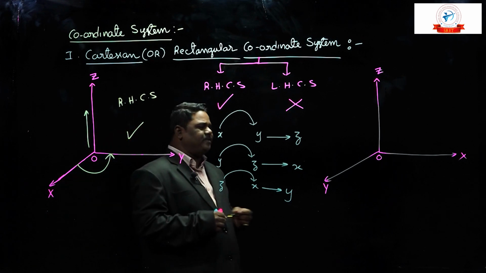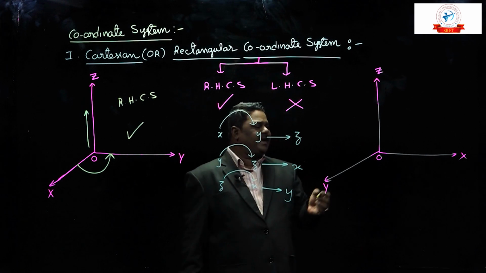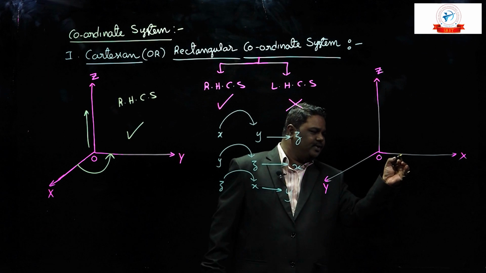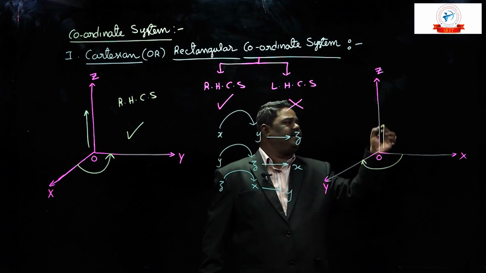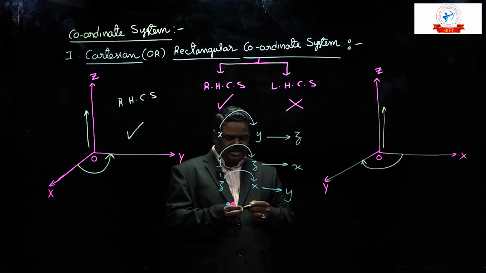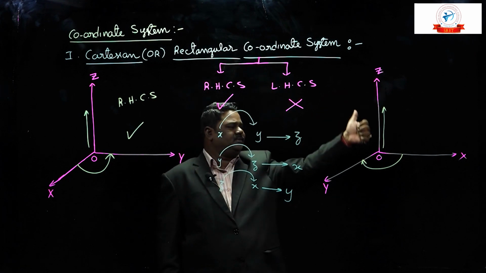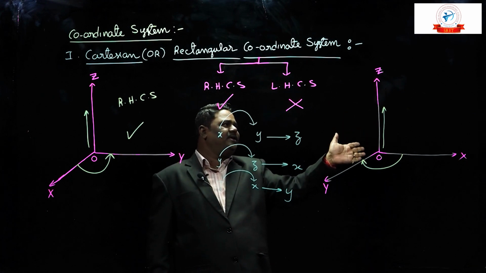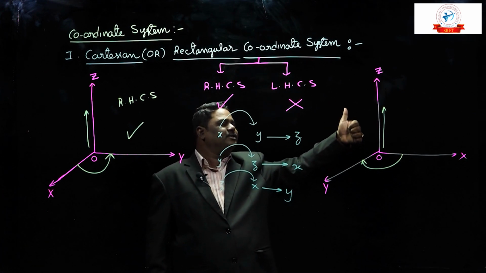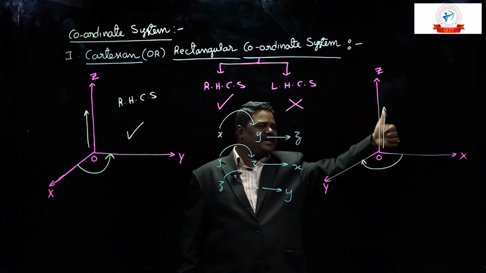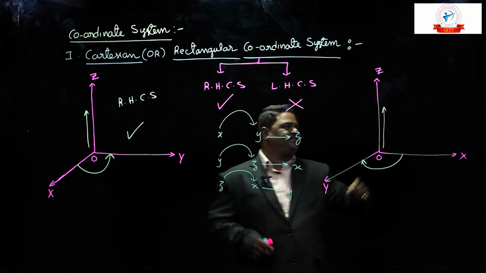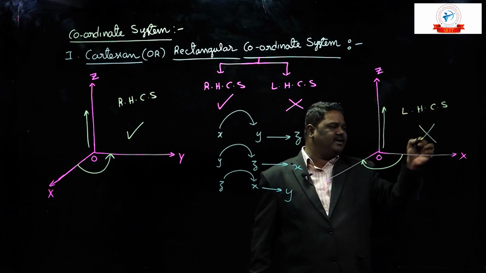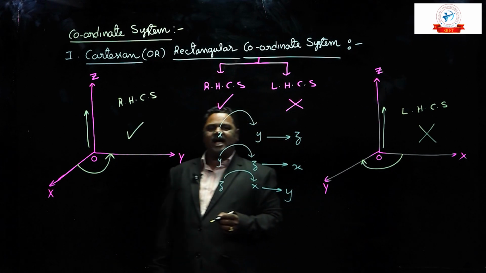Similarly, let us verify this coordinate axis. Again we verify the same principle: X to Y rotation should indicate the Z direction. Now consider the left hand. The left hand thumb will coincide with this axis. X to Y rotation indicates the Z direction. When it coincides with the left hand thumb rule, it is called a left-handed coordinate system. So this is a left-handed coordinate system, which is invalid, as we are not supposed to use a left-handed coordinate system.